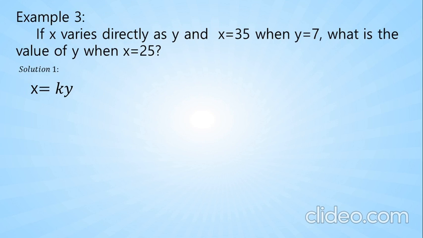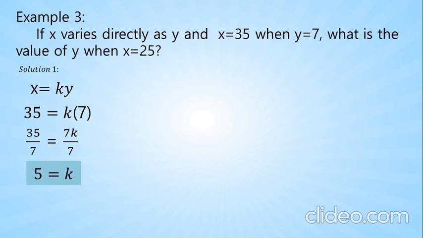Next, we substitute 35 in place of x, and y is equal to 7. So instead of y, we write 7. Therefore, we have 35 is equal to k times 7. Then we will have 35 is equal to 7k. Solving for k, we divide both sides by 7. Therefore, k is equal to 5.